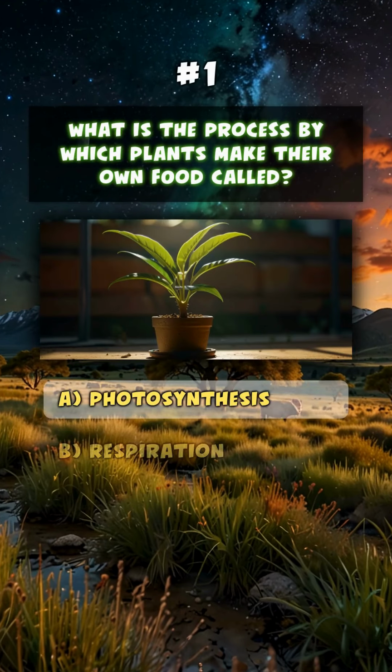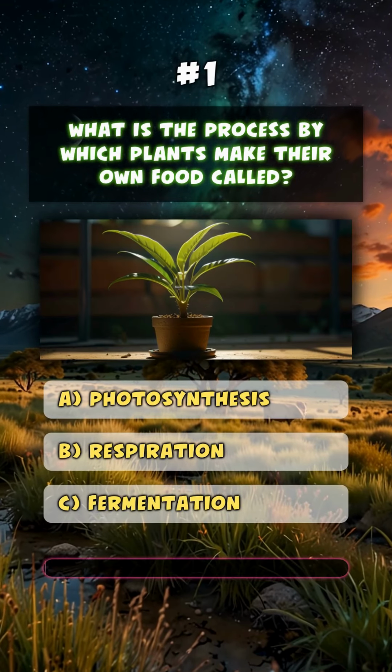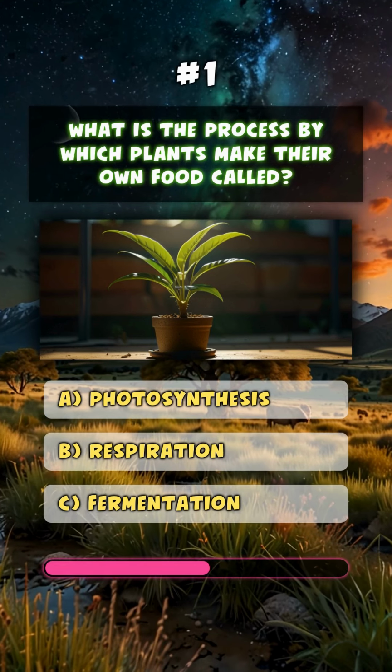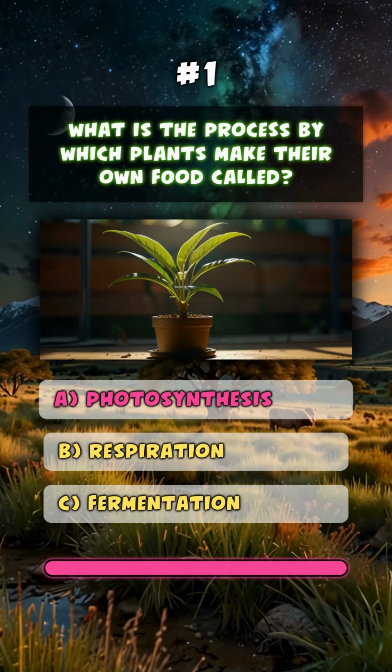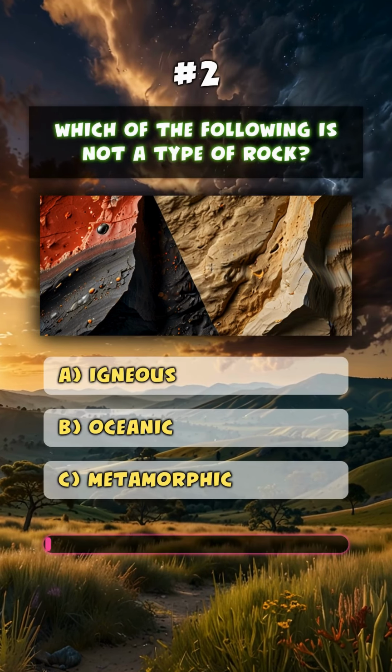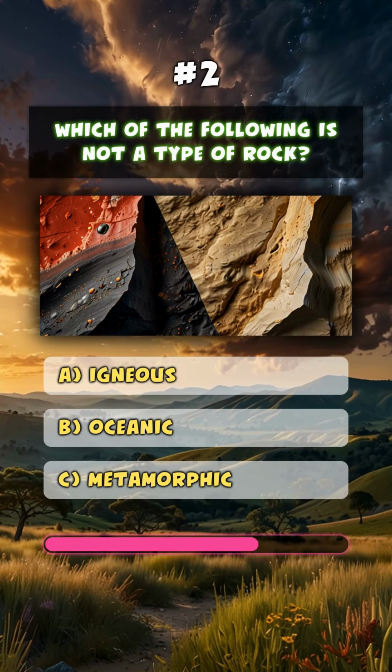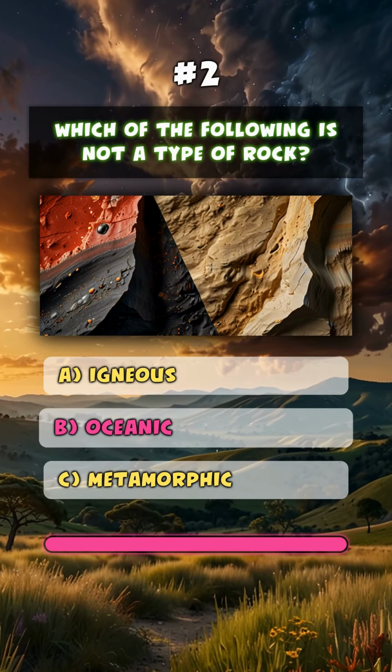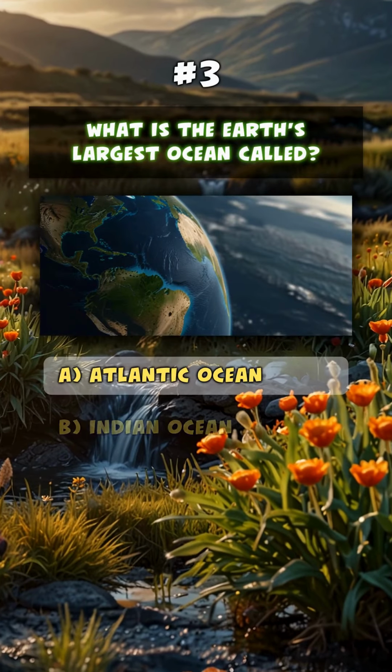What is the process by which plants make their own food called? A. Photosynthesis. Which of the following is not a type of rock? B. Oceanic.